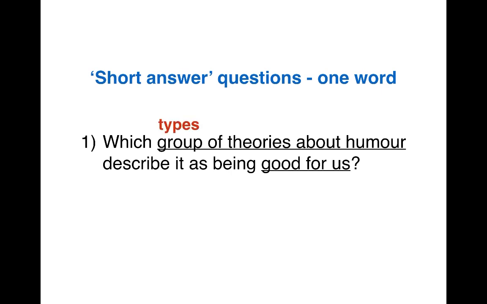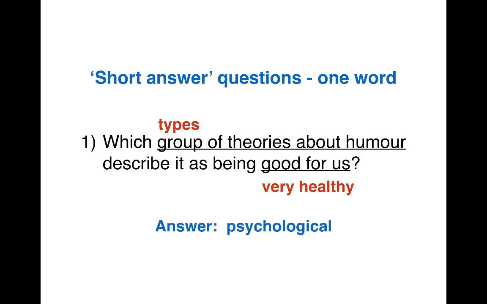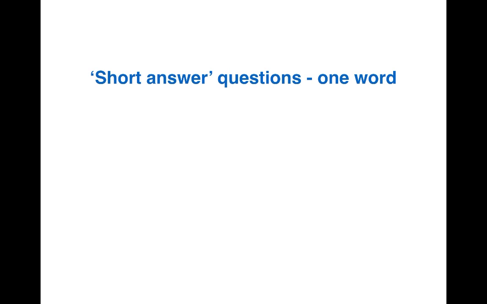Well, the group of theories was the types, and good for us was very healthy. And the answer: psychological. Remember, we're only allowed one word, so that one word must be psychological. Remember, if you write two words, for example, psychological theories, your answer will be marked wrong. You must follow the instructions and put one word only. Let's move on now to the second question.